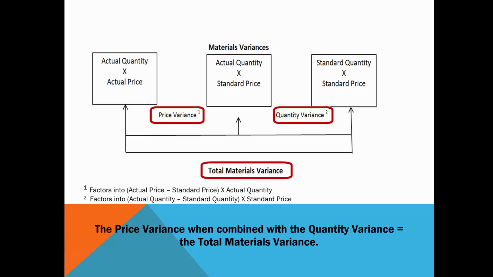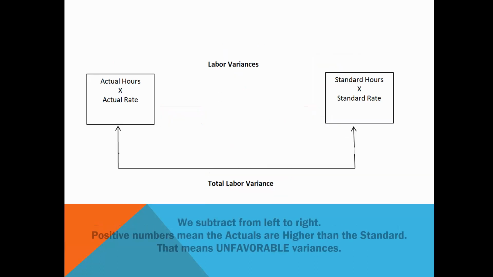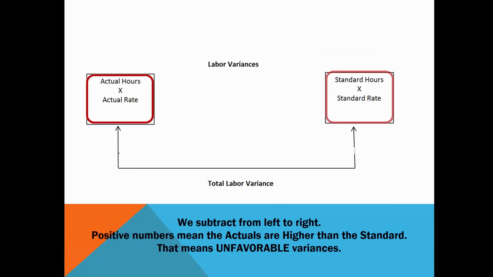Sometimes textbooks factor those equations into something a little more algebraic. We don't need to worry about that. We can just use the magic square in the middle. Same thing for labor. We'll take actual hours times actual rate minus standard hours times standard rate, and that'll give us our total labor variance.